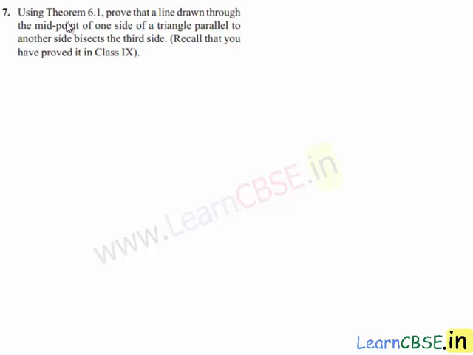Moving on to 7th problem. Using theorem 6.1, prove that a line drawn through the midpoint of one side of a triangle parallel to other side bisects the third side. Now moving on to the solution.